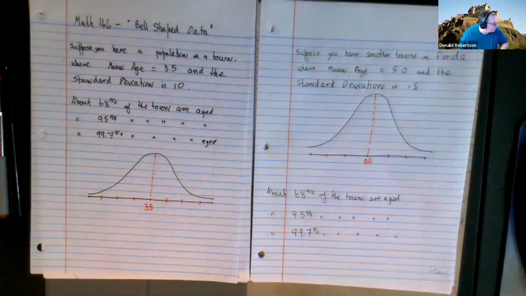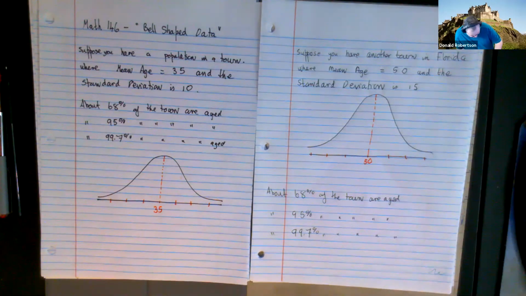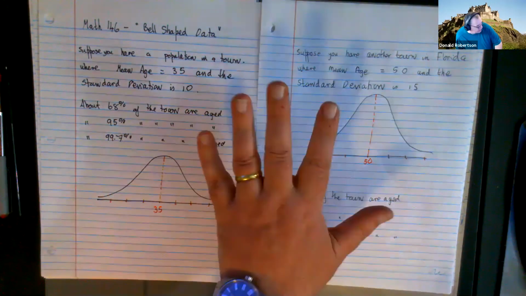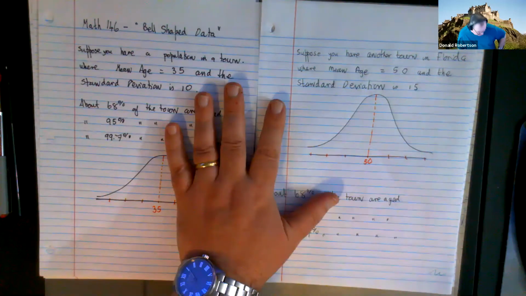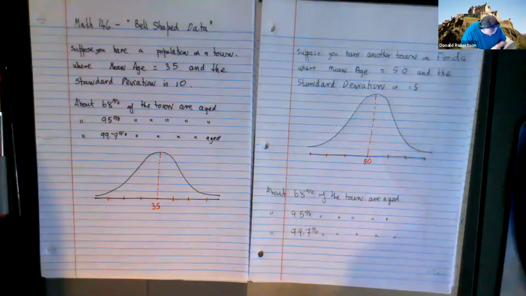We are working through this guy here. It's chapter 2, bell-shaped data. And I want to get this section as close to being finished as I can today. We'll have to see how things go, whether or not that happens.